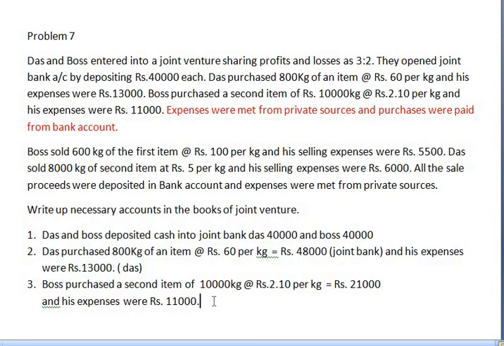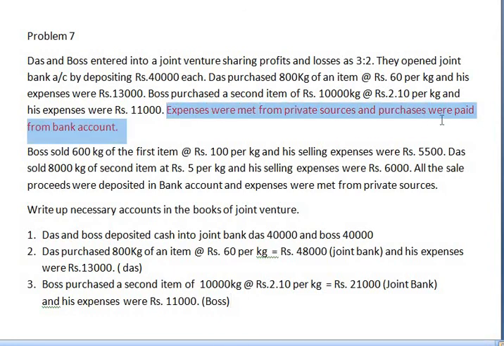So come to the third transaction. Here also Boss purchased 21,000 worth of material. So purchases were paid through joint bank account, and expenses were paid from private source. Private source means Boss's account, because they only said that expenses were met from private source and purchases were paid from bank account. So the third transaction is over.